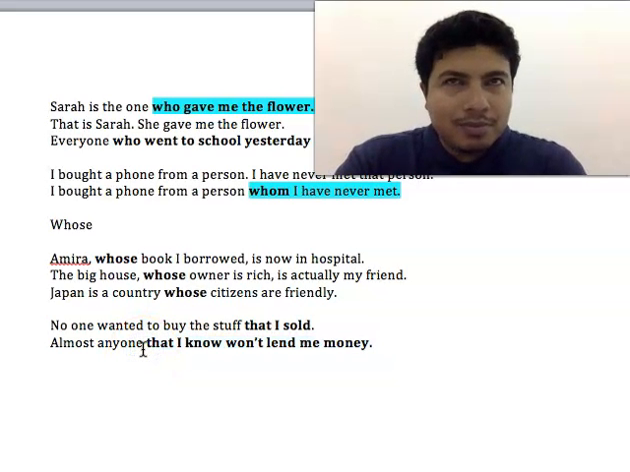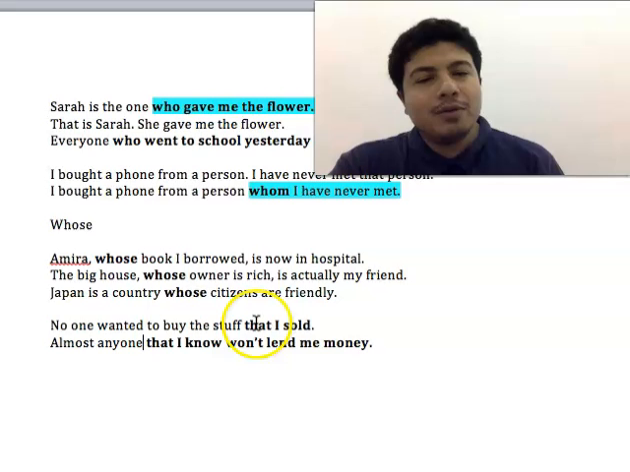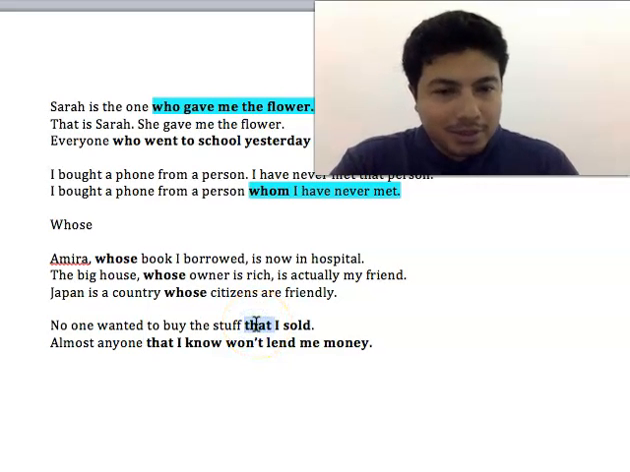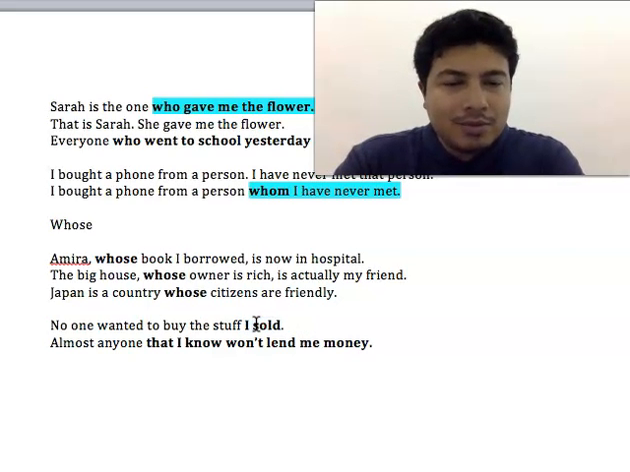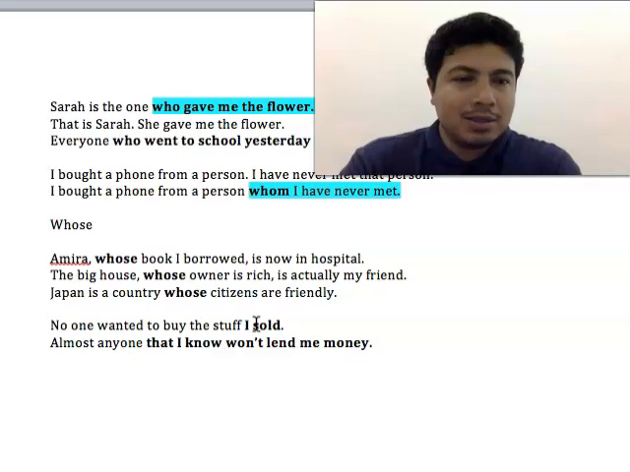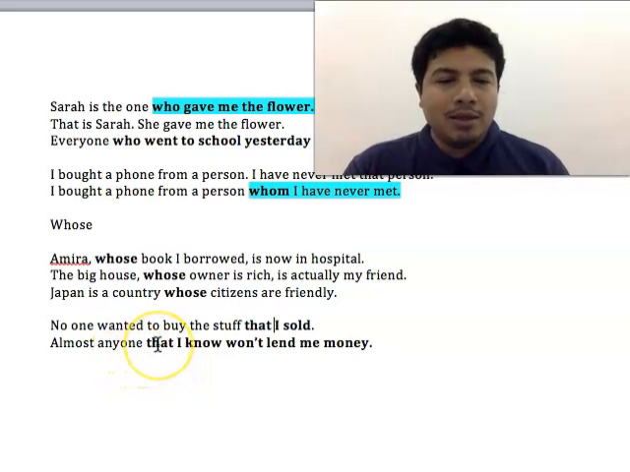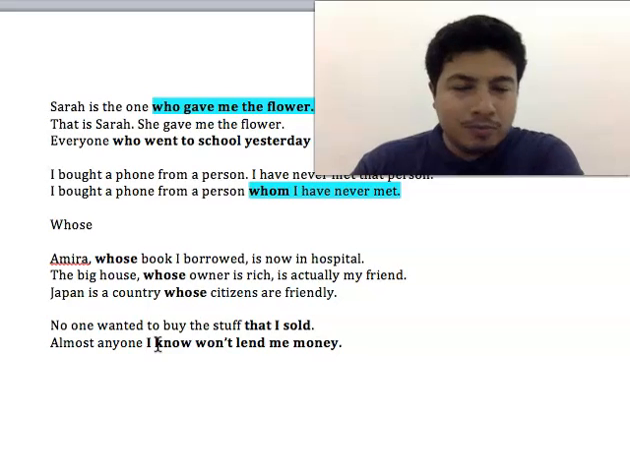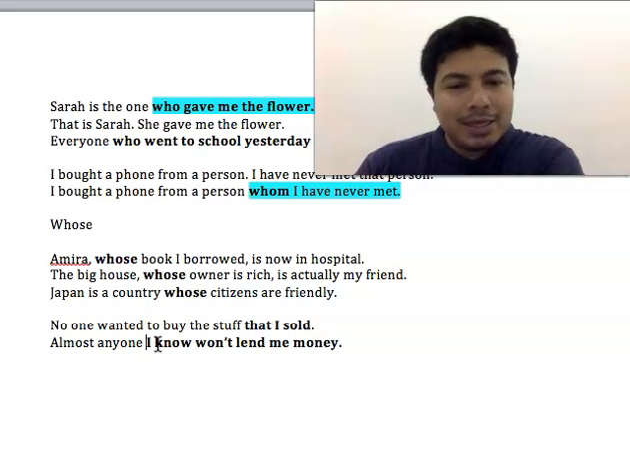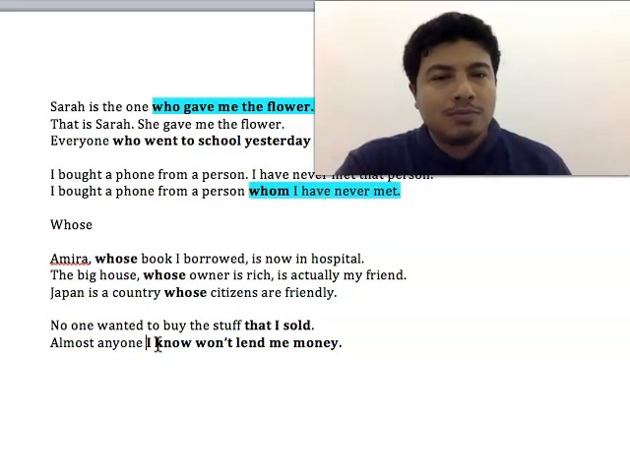It is also possible, when you have an adjective clause, especially when you are speaking, for you not to have the relative pronoun itself, because the sentence will still make sense. So no one wanted to buy the stuff I sold. So the sentence is still correct. Or you can put the relative pronoun that. So the same goes for the sentence almost anyone that I know won't lend me money. You can also say in a correct sentence, almost anyone I know won't lend me money. So the sentence is grammatically correct. It's just that the relative pronoun that is hidden from the sentence, which is also possible.